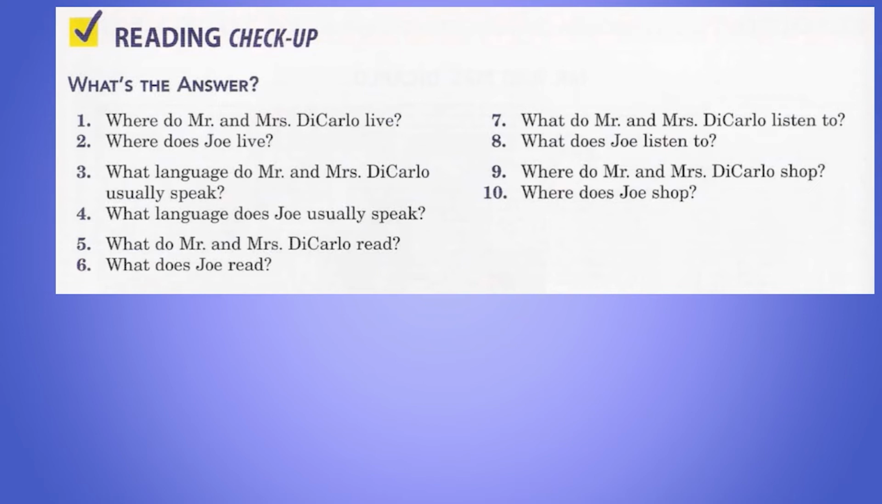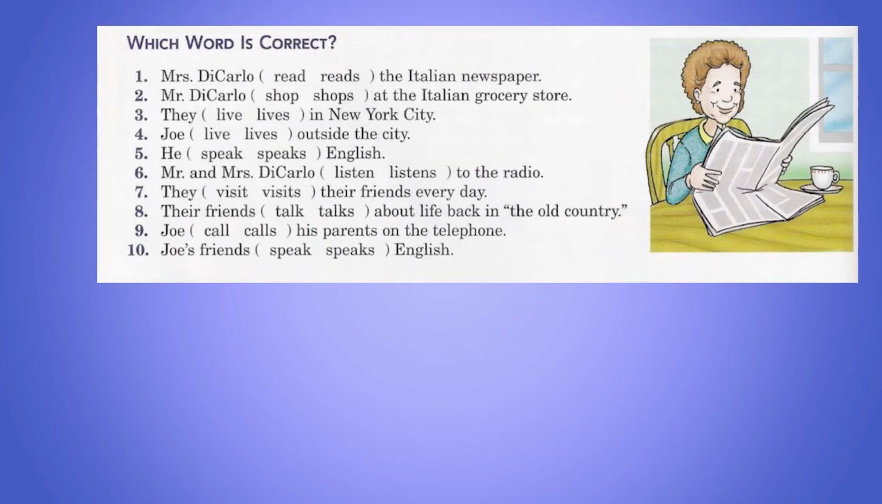Read the sentence and choose the correct word. Number 1. Mrs. Dicarlo reads the Italian newspaper. The answer is reads. Mrs. Dicarlo reads the Italian newspaper. Number 2. Mr. Dicarlo shops at the Italian grocery store. The answer is shops. Mr. Dicarlo shops at the Italian grocery store.